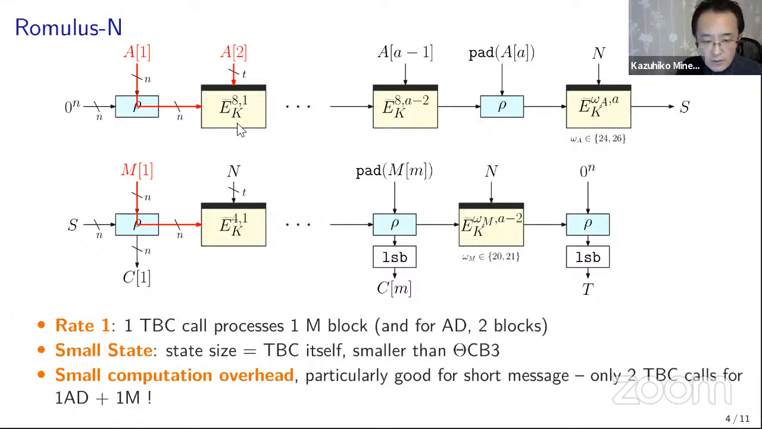Its computation overhead is quite small because there is no key derivation process. So this is particularly good for short messages. For example, if a message consists of 1 associated data block and 1 message block, we only need 2 TBC calls to perform the decryption.